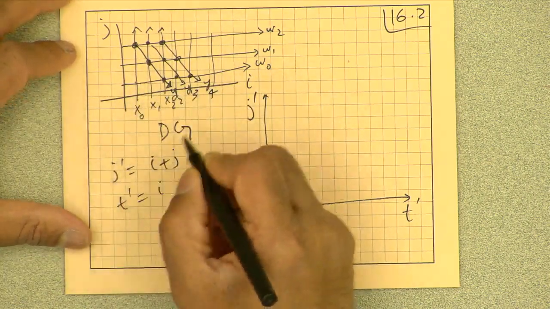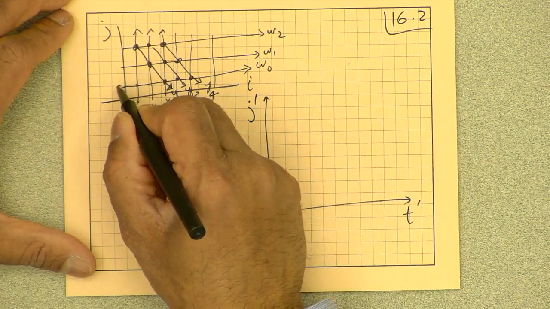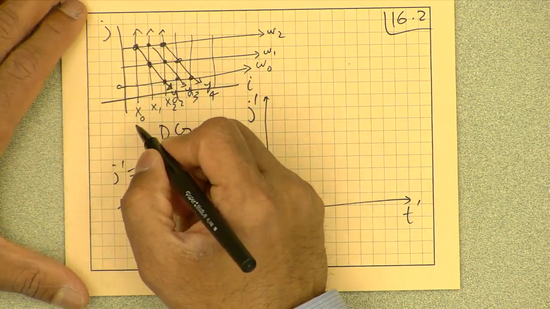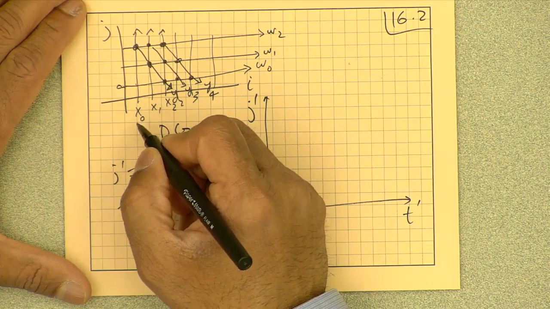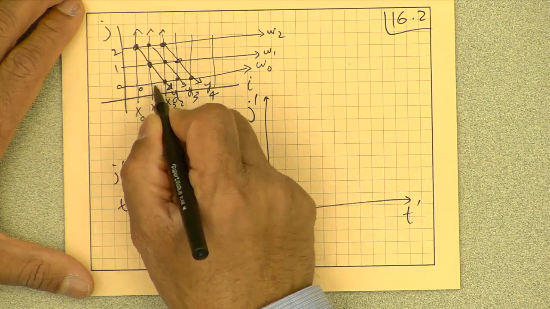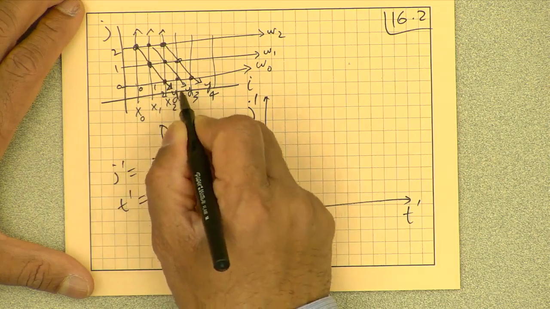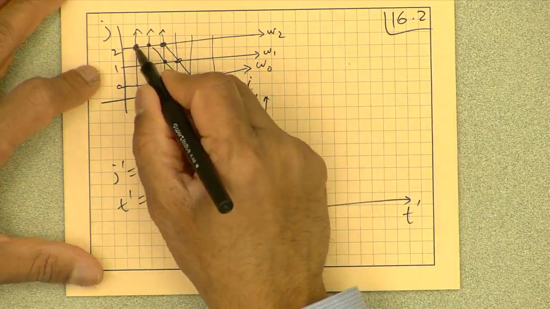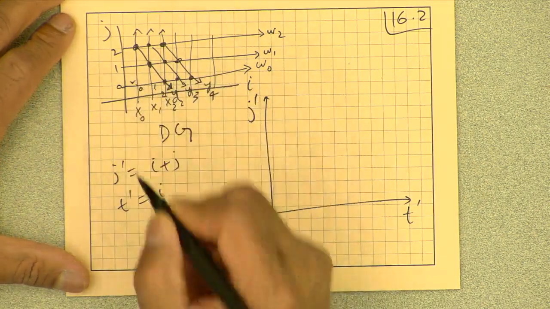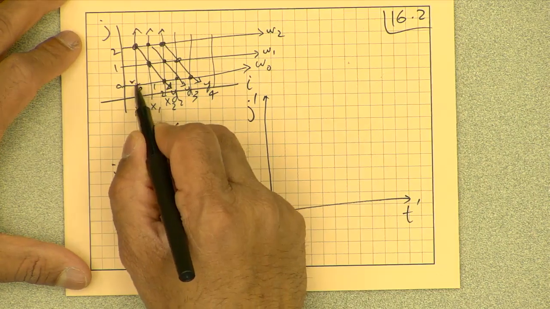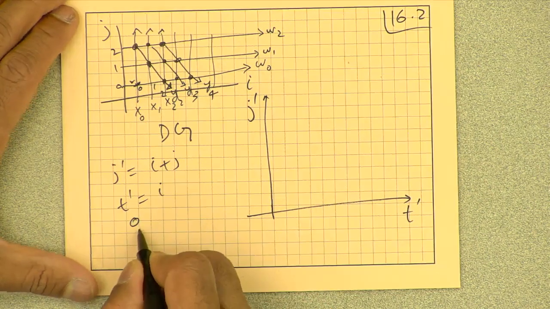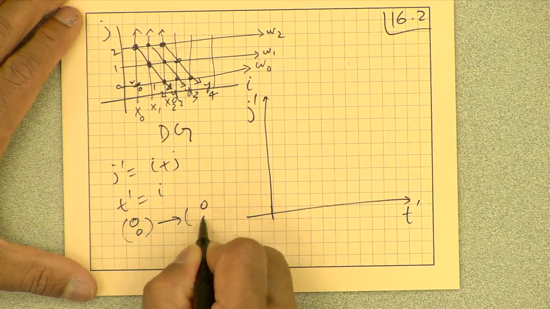x0, let's just say that this is 0. Well, I could take, it doesn't really matter. Let's just take this as 0, 1, 2, 0, 1, 2, and so on. So let's see how x maps. This point 0, 0 is going to be the same as 0, 0. So 0, 0 maps to 0, 0.